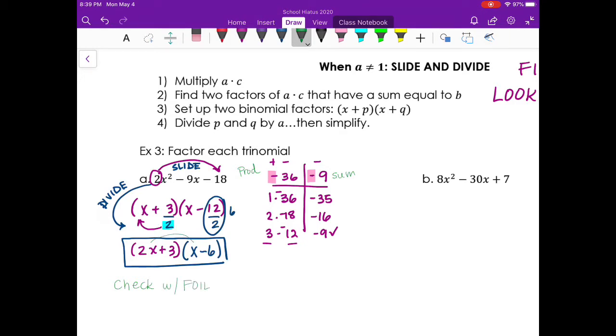So 2x times x is 2x squared. 2x times negative 6 is negative 12x. 3x times x is positive 3x. And 3 times negative 6 is negative 18.